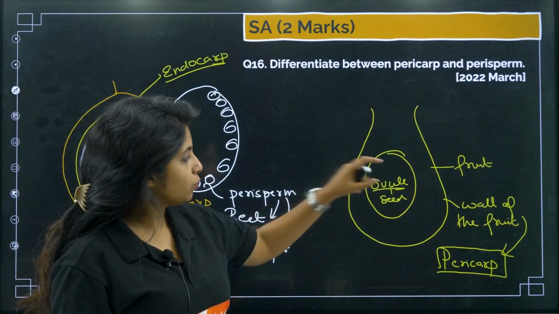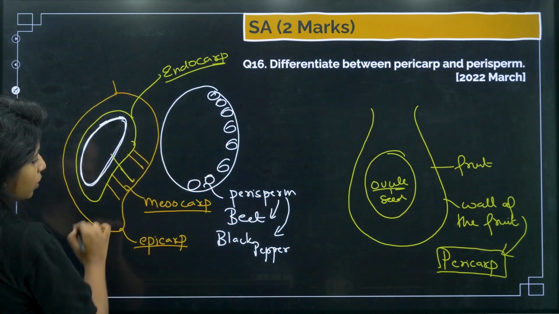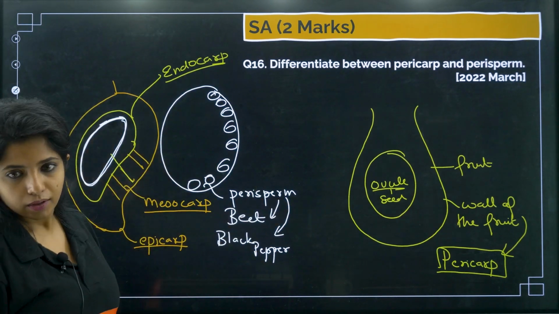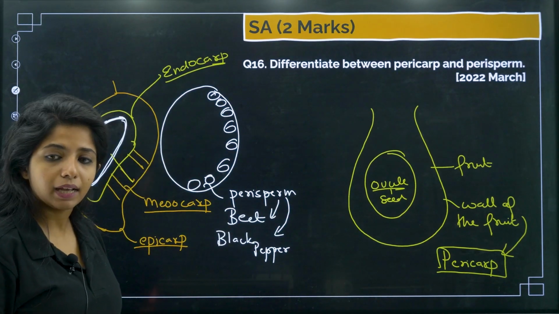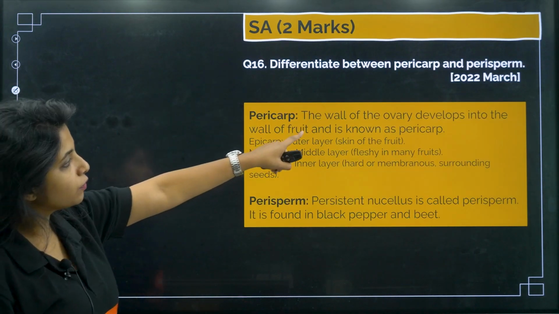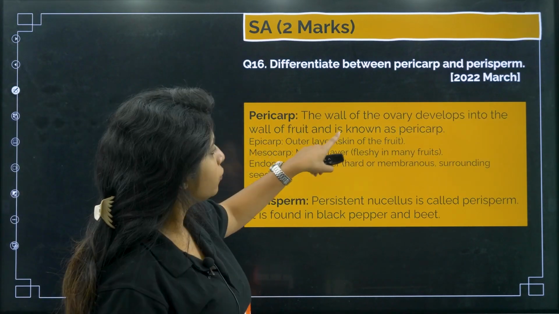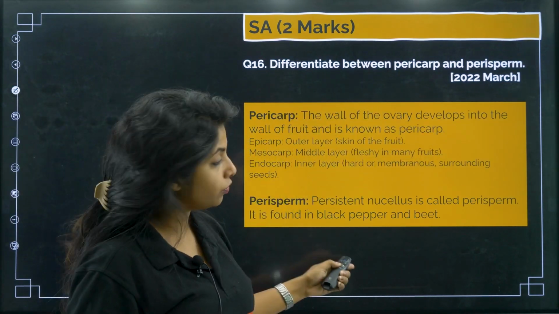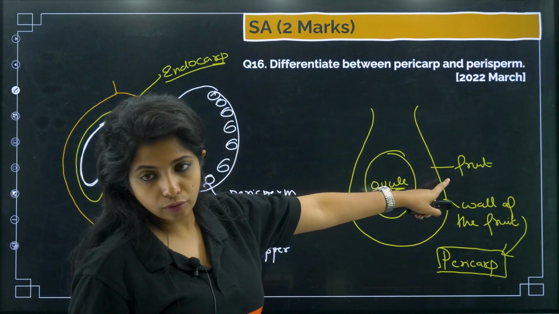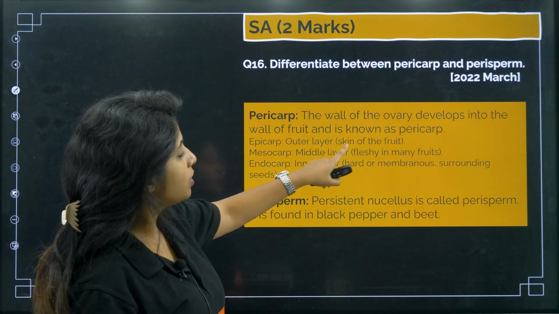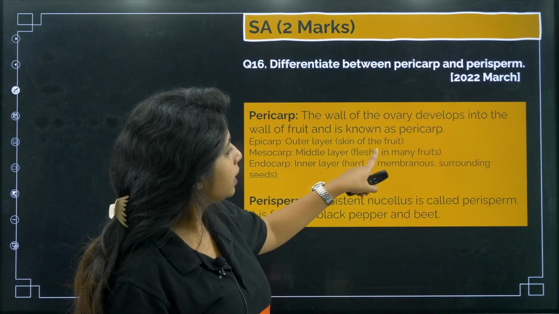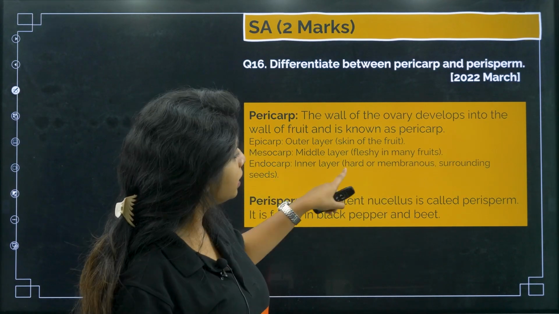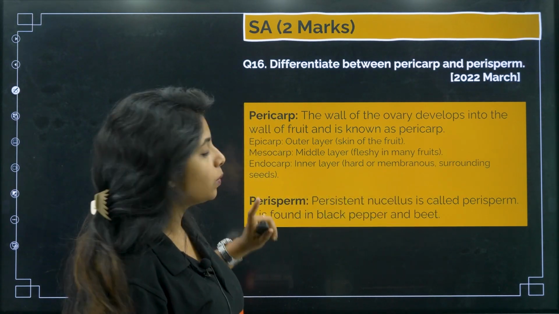So these three layers that you find together, you call it a pericarp. The wall of the ovary develops into the wall of the fruit, which is why it's known as pericarp. Epicarp, the outer layer, is the skin of the fruit. Mesocarp, the middle layer, is fleshy in many fruits. Endocarp, the inner layer, is hard or membranous, surrounding the seeds.